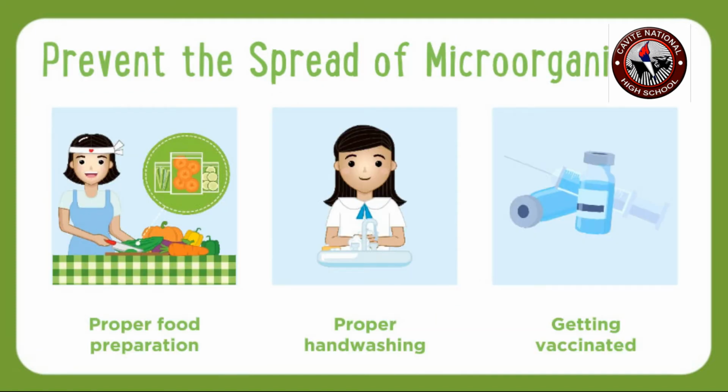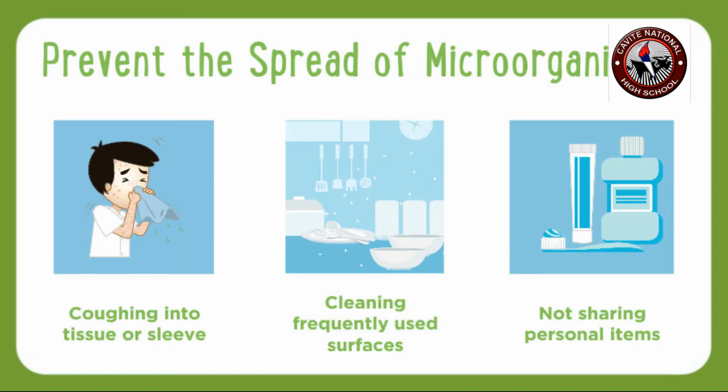These are important practices that can prevent the spread of microorganisms: proper food preparation, proper hand washing, getting vaccinated. These are also important practices to prevent the spread of microorganisms: coughing into a tissue or sleeve, cleaning frequently used surfaces, and not sharing personal items like hair brushes and toothbrushes.